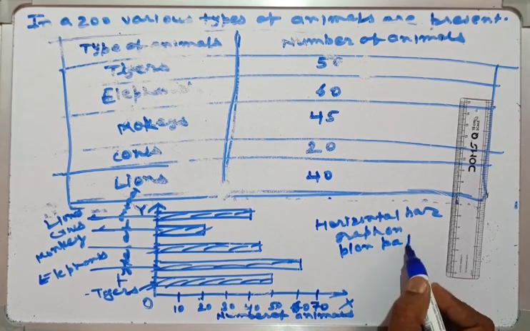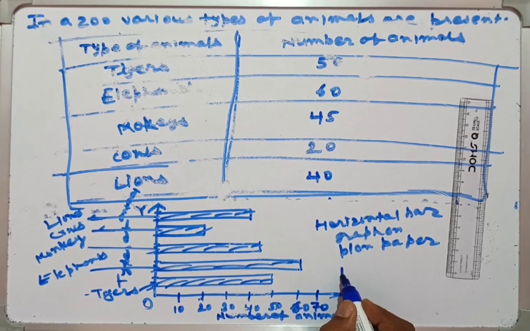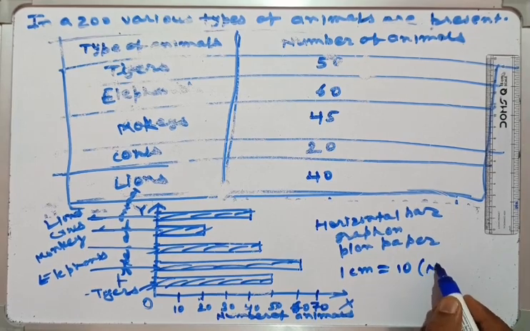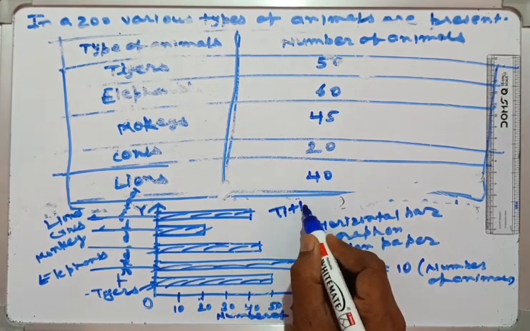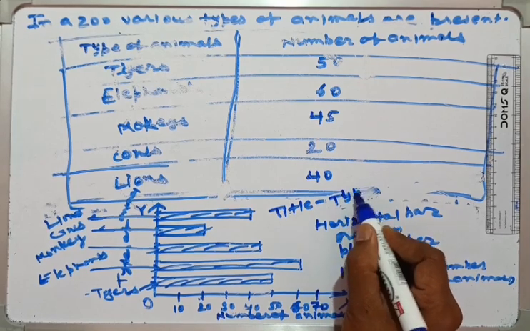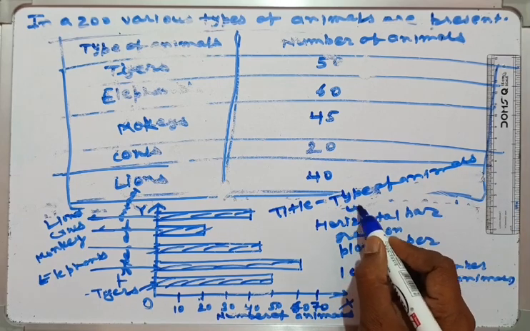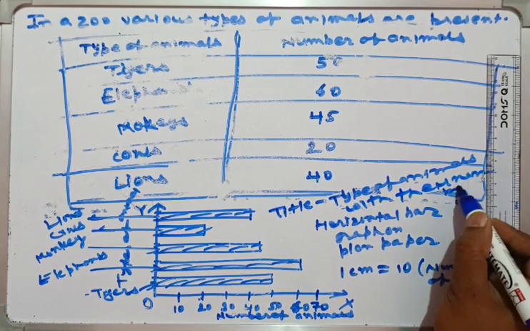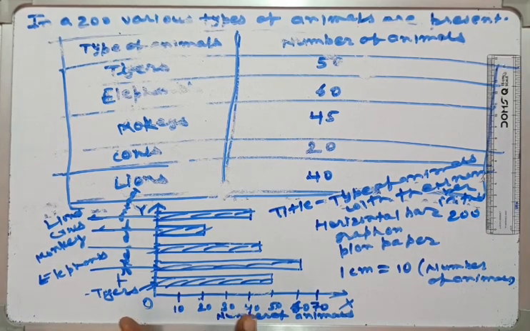What is missing here? I have not defined here: 1 centimeter equals 10 number of animals. And the title: types of animals with their numbers in this zoo. Okay, so guys, this is all about bar graphs.